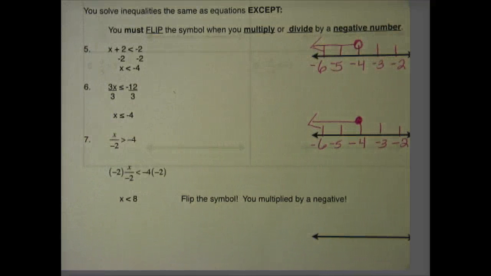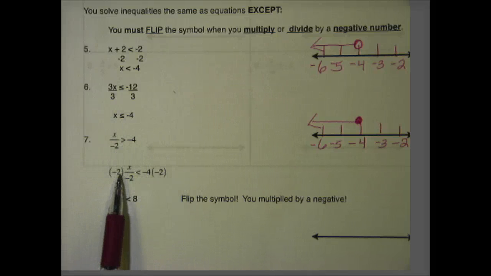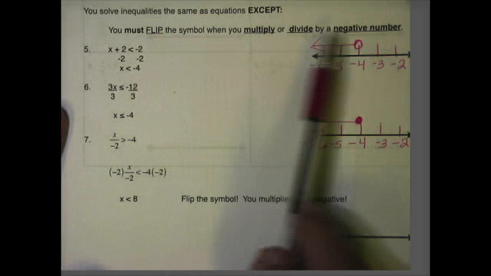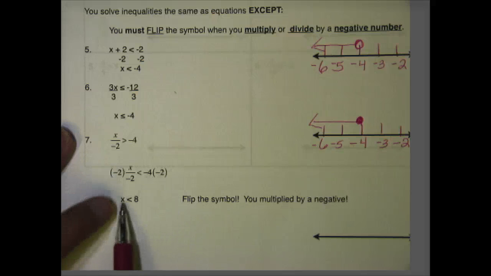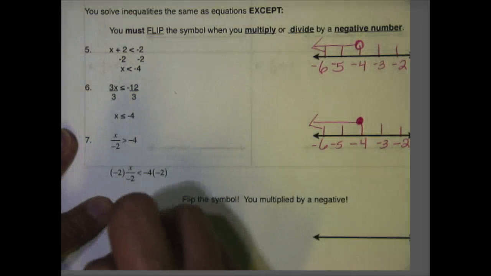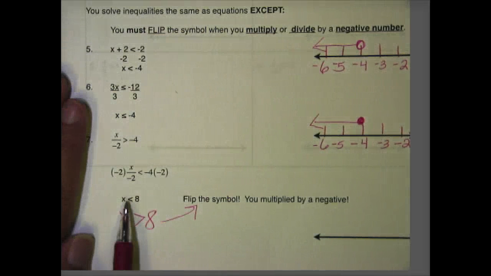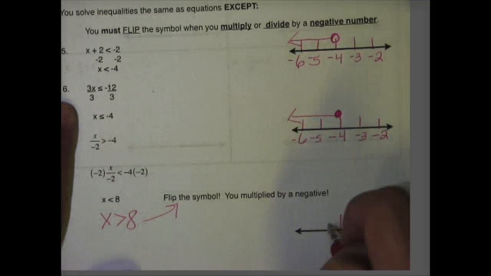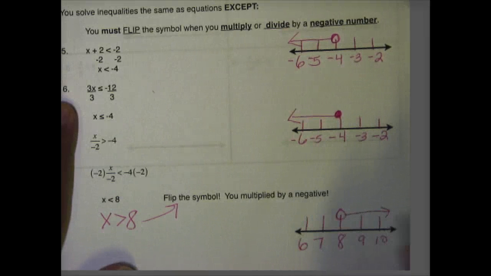Number 7. X divided by -2 is greater than -4. In order to solve this, we have to multiply both sides by a -2. Remember that we must flip the symbol when we multiply by a negative number. So we multiply both sides by negative. That gives us x is less than 8, but we have to flip it because we multiplied by a negative. So we change it from less than to greater than. So we'll go ahead and make our number line. Greater than is an open circle. Everything to the right of 8 is greater than 8.